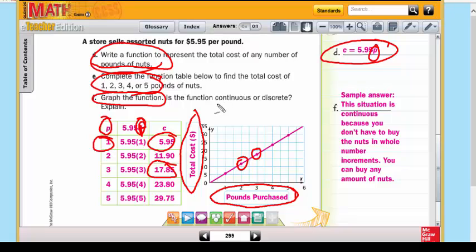And then we have to ask ourselves, is this continuous or discrete data? And it, of course, is continuous because you could buy 5 3/4 pounds, you could buy 5 3/10 pounds, you could buy any amount of pounds of nuts that you would like to, and the output, the dollar value that you're going to pay, would make sense. So it is continuous data, and because it's continuous data, we draw a line representing that data. You can buy any amount of nuts.